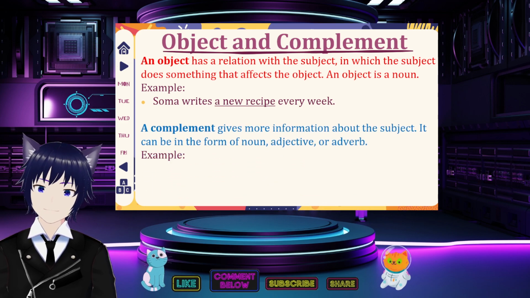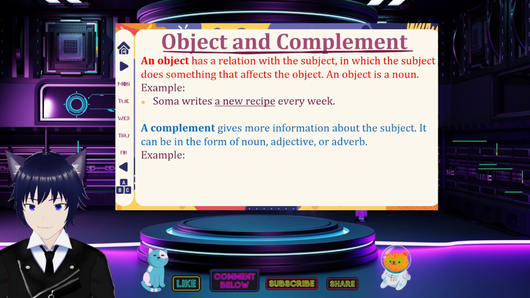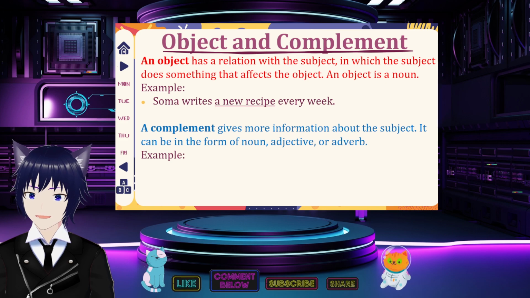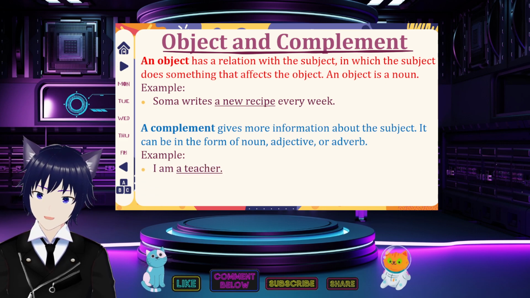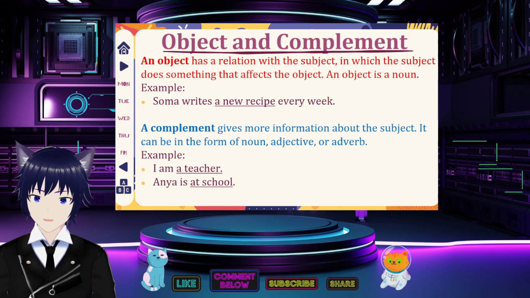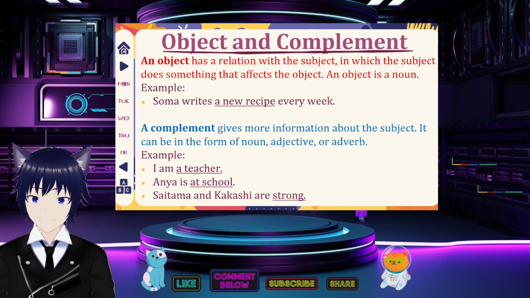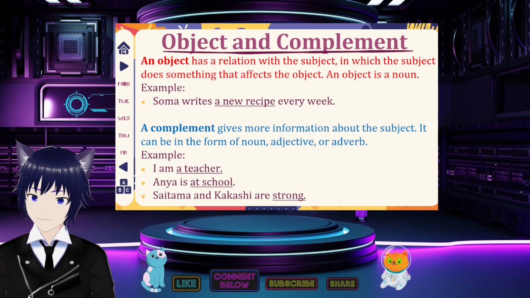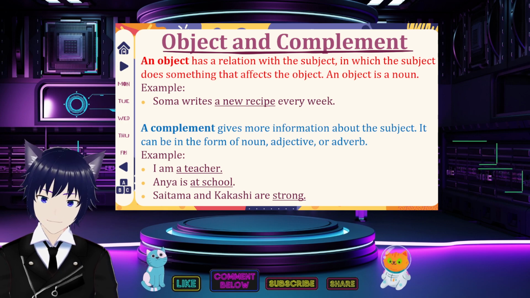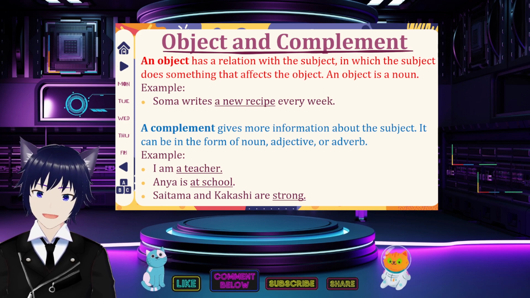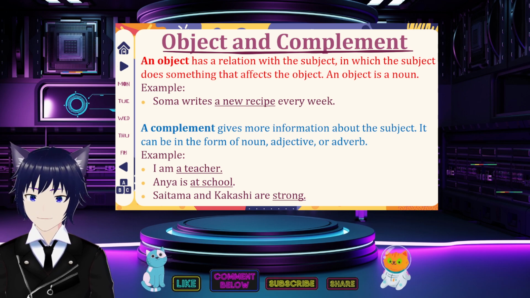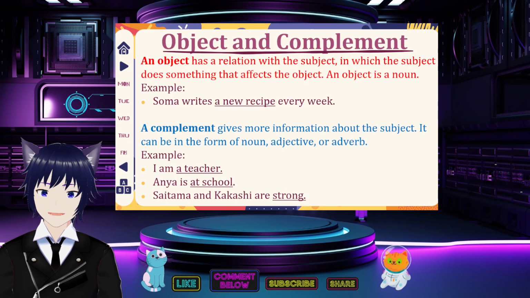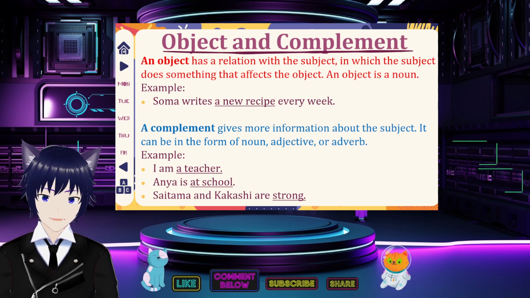A complement gives more information about the subject. It can be in the form of noun, adjective, or adverb. For example, I am a teacher. Anya is at school. Saitama and Kakashi are strong. As you can see here, a teacher, at school, and strong, they give more information about the subject. That's why they are the complement. Now that you know the difference between object and complement, let's proceed.